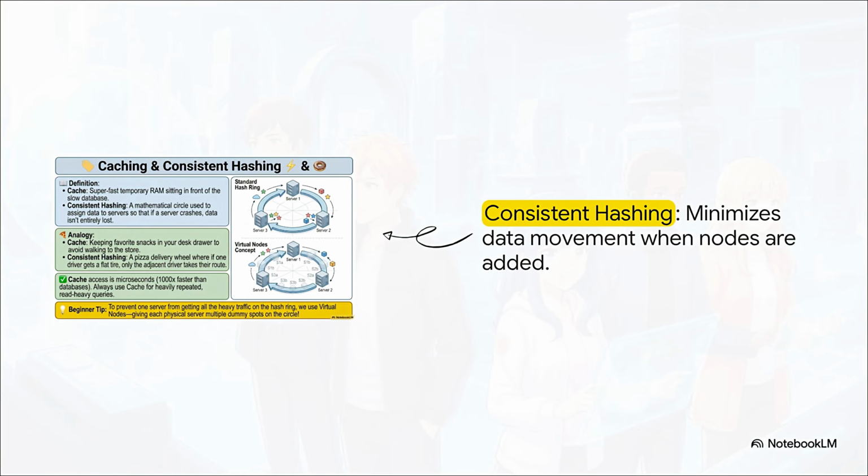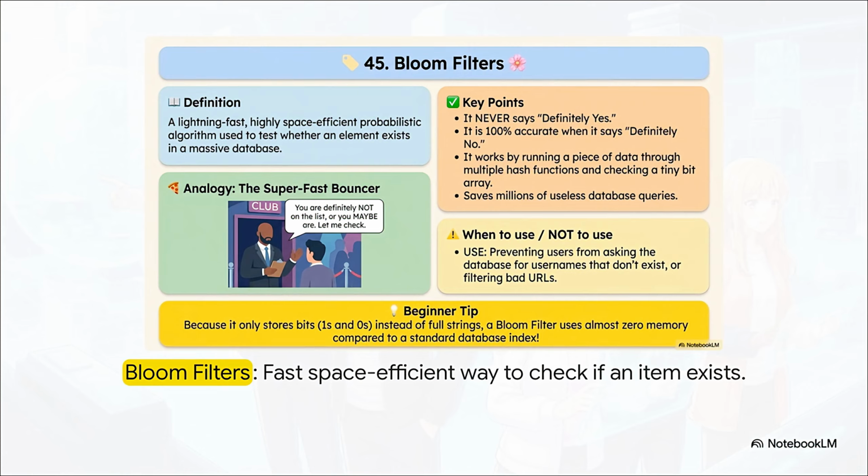hammering your fragile database. To optimize things even further, we deploy Bloom filters. A Bloom filter is this lightning-fast, highly space-efficient probabilistic data structure. Its whole job is to quickly answer whether an item might be in a set. I like to think of it as a super-fast bouncer at a club. It stops millions of useless database queries by blocking users from asking the database for usernames that definitely do not exist. Now, it never says definitely yes, but it is absolutely 100% accurate when it tells you definitely no.